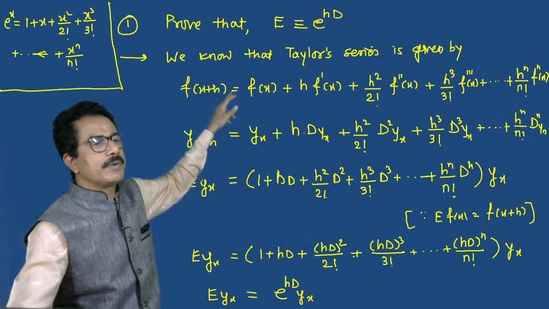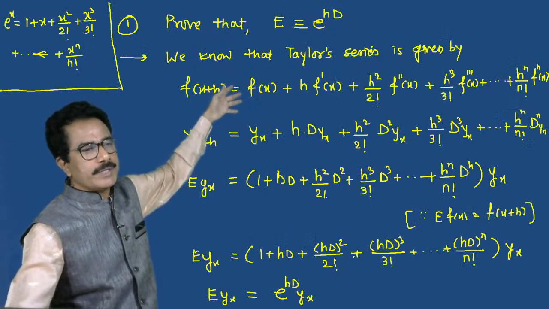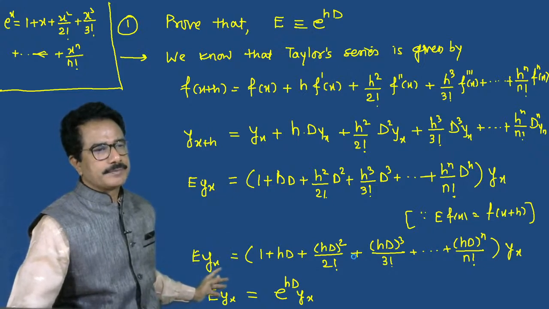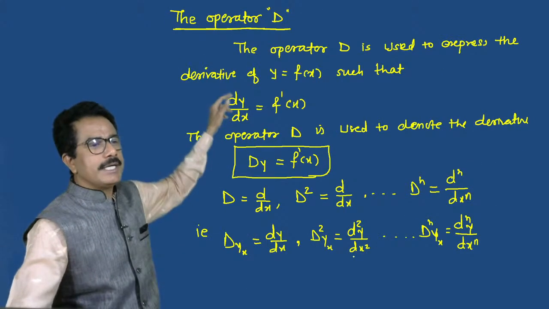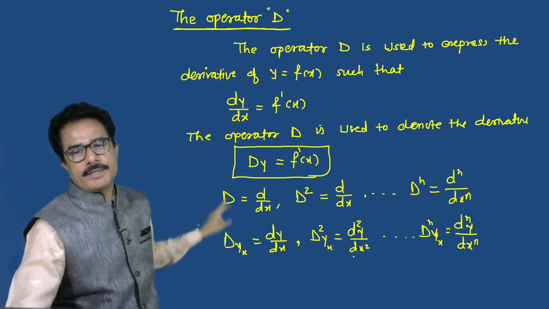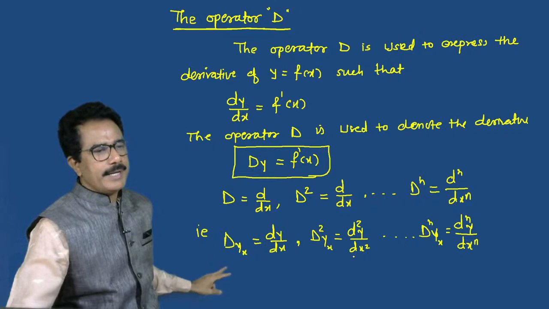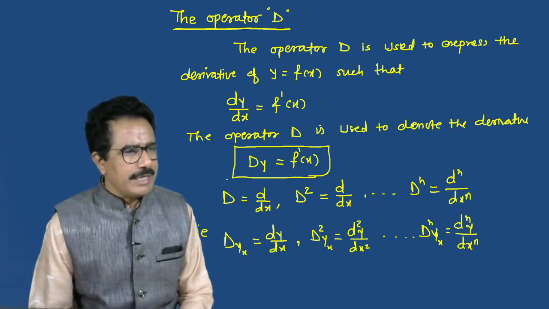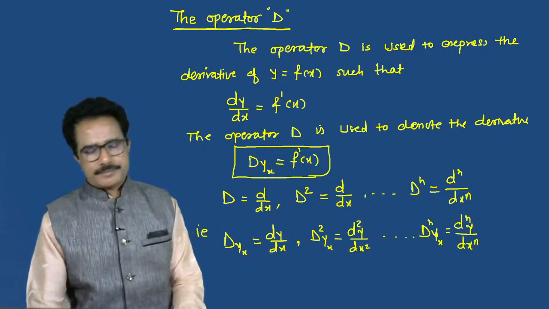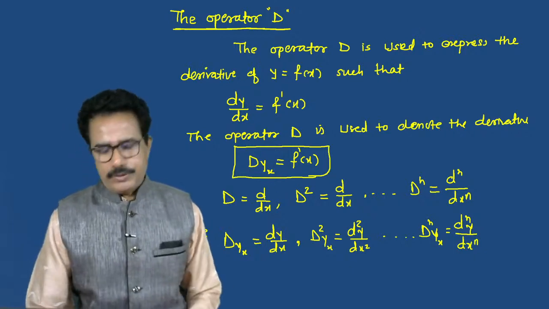So this is a proof. Prove that E is equal to e raised to hD. This is the proof of the theorem. And D means the derivative operator, which is denoted in this way. We also write it as d/dx, the derivative with respect to x.